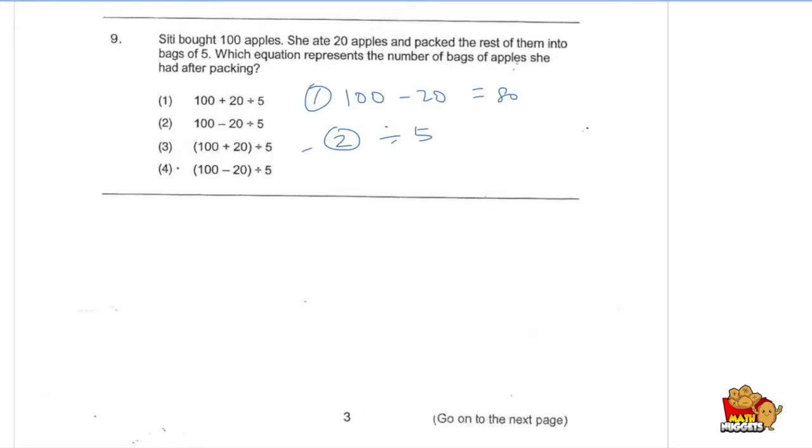We will have to bracket the 100 minus 20 first. If we choose option 2, 100 minus 20 divided by 5, order of operations tells us that we need to divide first, which in this case will become 100 minus 4, which is not correct. So the answer is number 4.